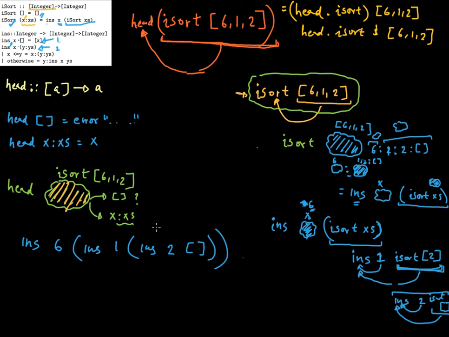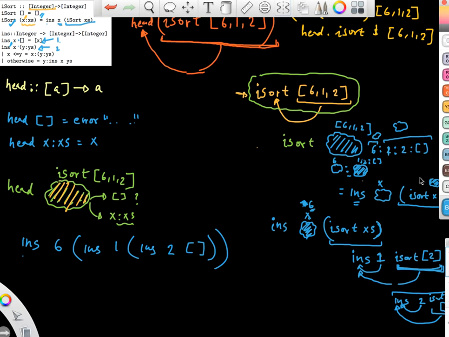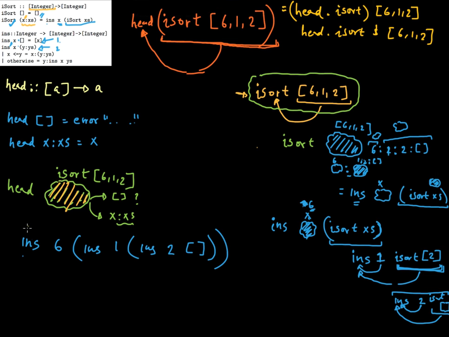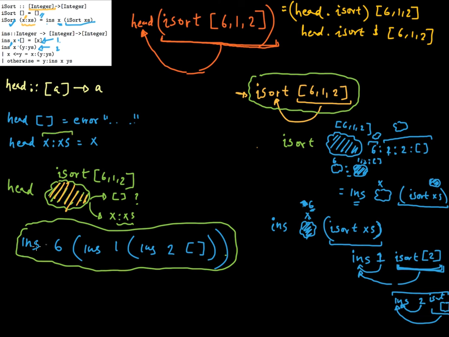As I keep on going around here, you have something that looks like this. And this green thunk that I had originally has been simplified to something that now looks like this. This is basically a little bit more of some work that has happened on that green thunk, which was iSort of 6 1 2. This is what the green thunk looks like right now. But again, if you look at this head here, head still requires some work. You cannot figure out just by looking at the thunk if it is equal, via pattern matching of this kind, to x cons xs. We don't know that yet.